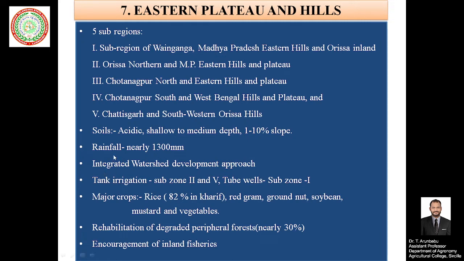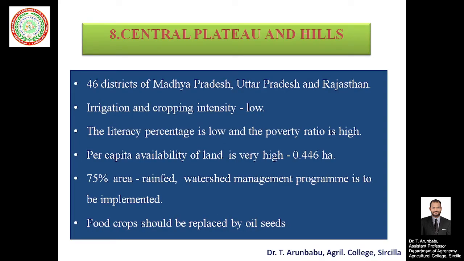It has 5 sub-regions, and these soils are mainly acidic, shallow to medium depth with 1 to 10% slopes, and rainfall of nearly 1300 millimeter. An integrated watershed development approach is very important in this region, and the major crop, that is rice, is cultivated 82% under Kharif. Red gram, groundnut, soybean, mustard, and vegetable crops also can be cultivated in this region. Coming to the next one, that is Central Plateau and Hills region.